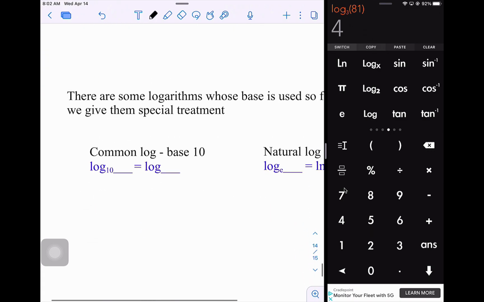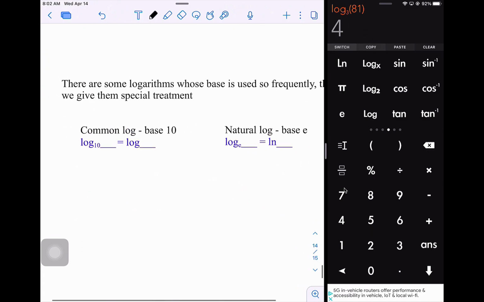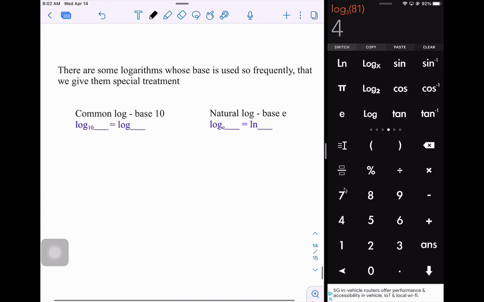All right. Last thing we need to talk about is this. There are some special logarithms whose base is so frequently used that we give them some special treatment. And in this case, what I'm referring to is this. So just like when you have x, for example, you don't normally write the 1 in front of the x. You just know it's there. If it's x to the first power, you don't really write the first power, you just know it's there.